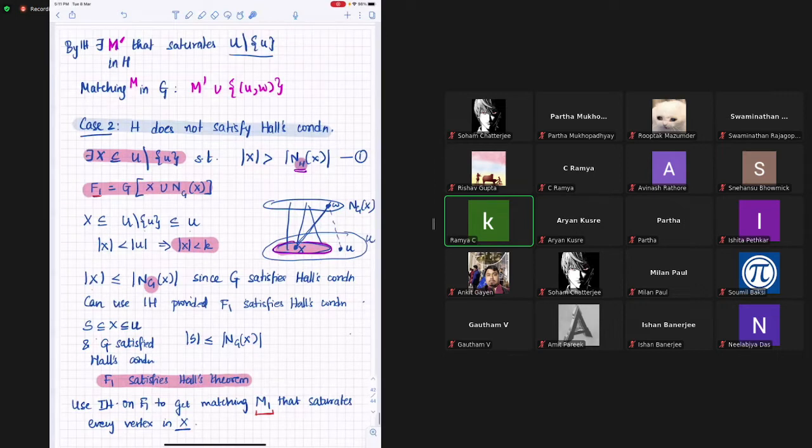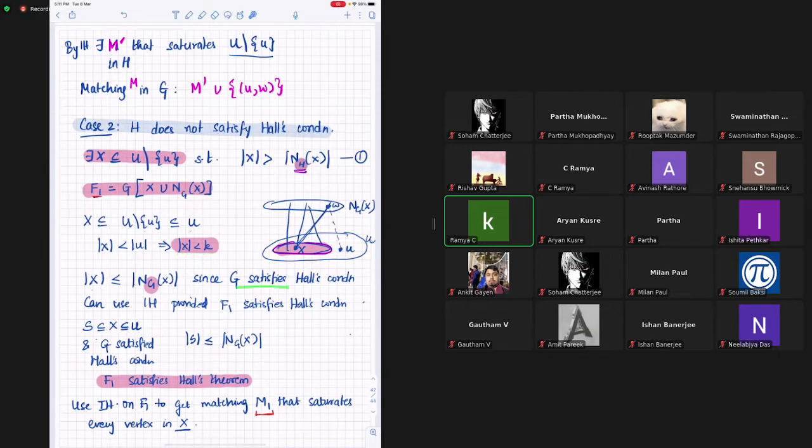For that, what are the conditions that we should show? We should show that in this new graph, X is the smaller partition. That's the first thing. And then you have to talk about this graph F1 satisfying Hall's condition. If these two things are true, then you can use the inductive hypothesis. So for the first thing, you know that X is a subset of U minus U, which is a subset of U. So the cardinality definitely is less than K, and now you can use the inductive hypothesis.